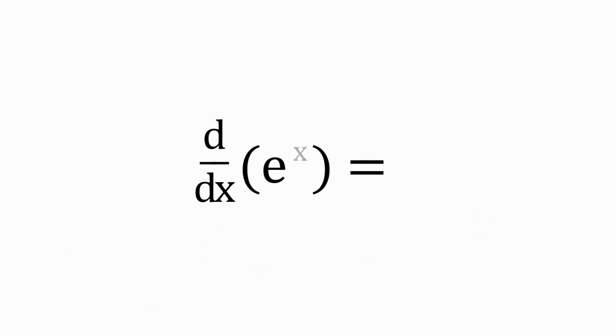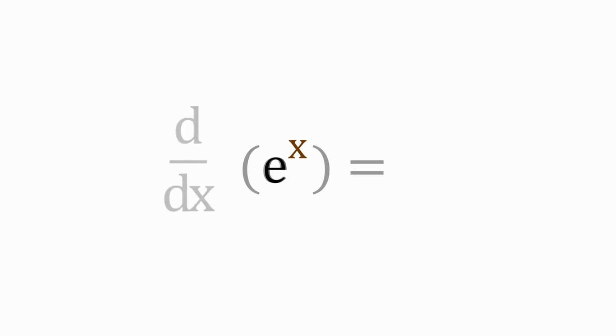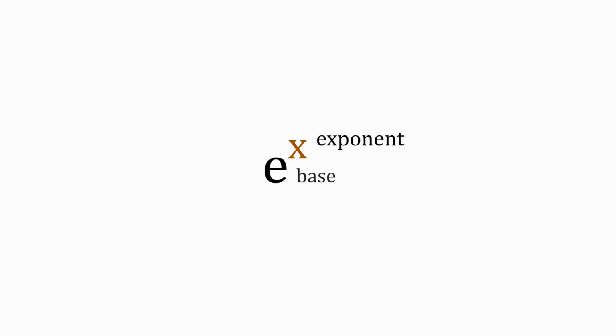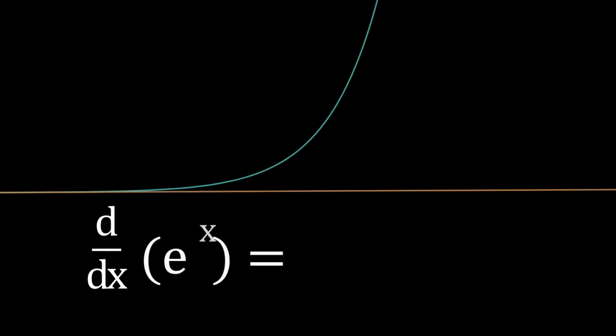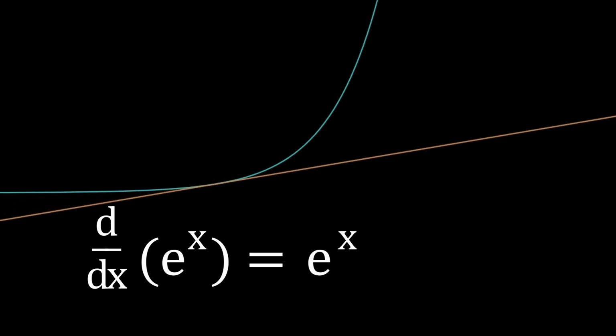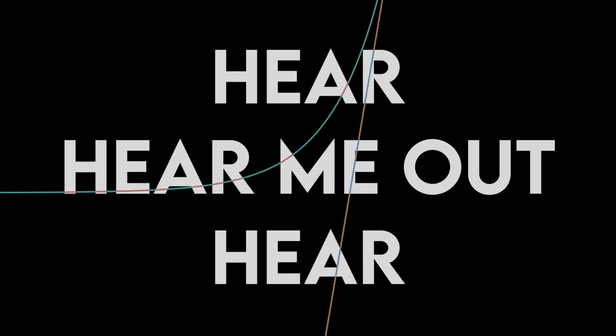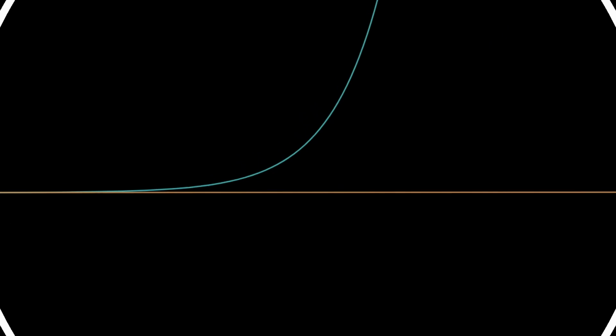After last episode's video, you might be wondering what's the derivative of e to the x. We can't use the power rule because x is the exponent rather than the base, so what do we do? What if I propose a crazy idea? e to the x might be its own derivative. Okay, hear me out. If we observe a graph of e to the x, it makes sense.